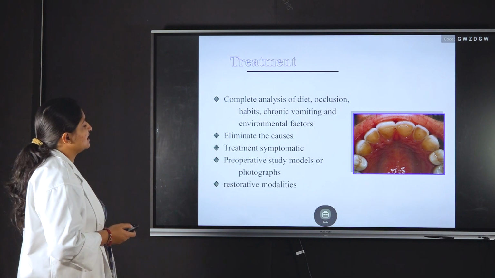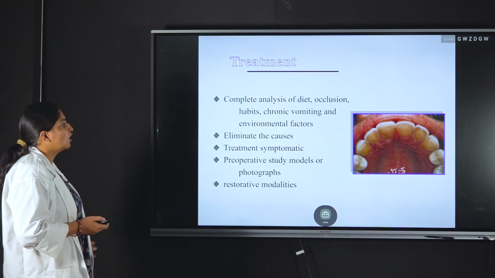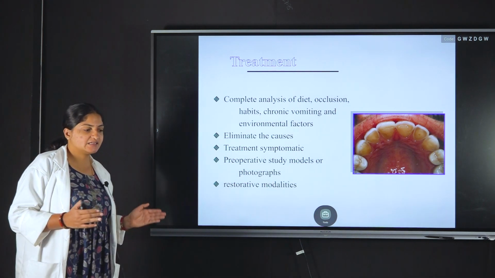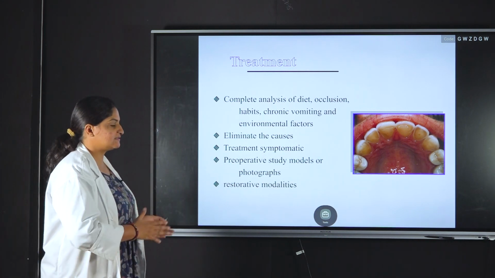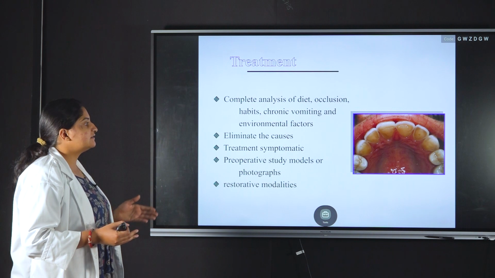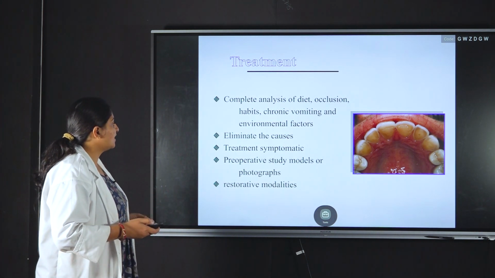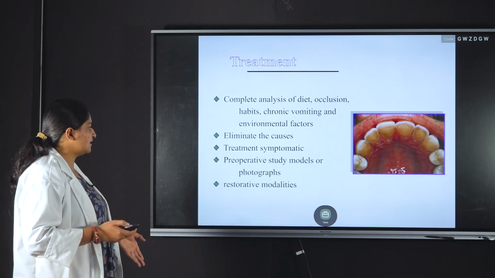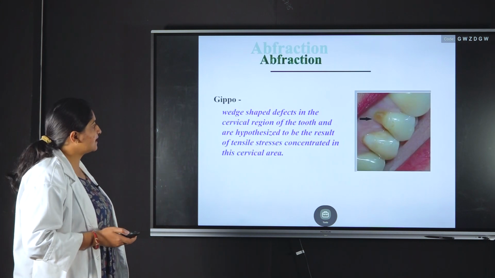So coming to the treatment modalities of erosion: complete analysis of diet, occlusion, habits, chronic vomiting and environmental factors. First the gastric issues should be settled, then the treatment for the gastric part, and the systemic factors can be kept in check, and then eliminate the causes. The treatment is symptomatic, and preoperative study models or photographs and restorative modalities can be assessed.